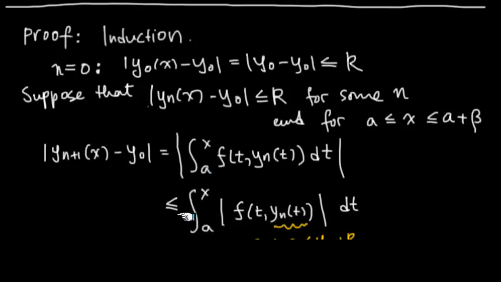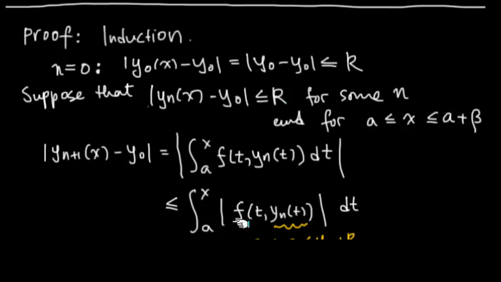And we've been using this technique a lot in our videos. If you have the value of an integral, and you change the inside value to its absolute value and integrate, it's like a sum, and it necessarily gets bigger. So we have to estimate this part. And here's where the induction hypothesis kicks in. For the nth level, we know the function is trapped in this box. Therefore, t is trapped in between a and x, and this yn value is trapped within r of y0.